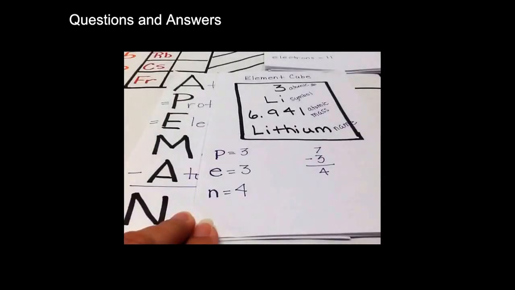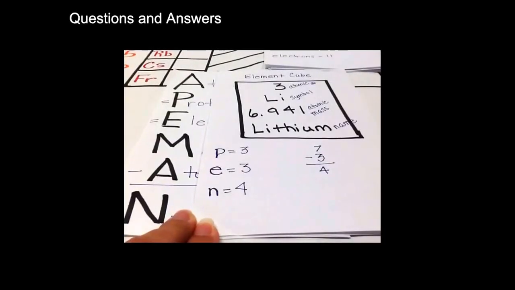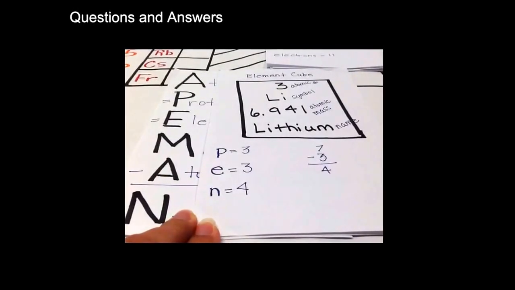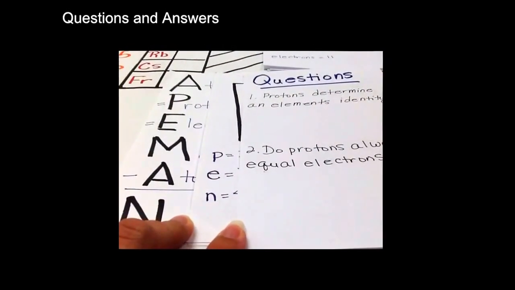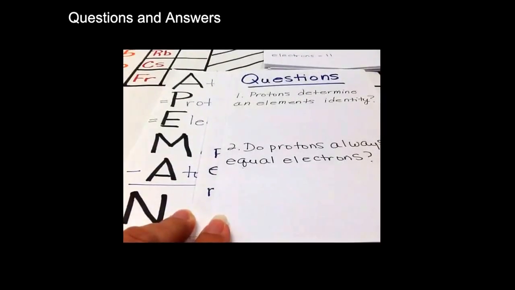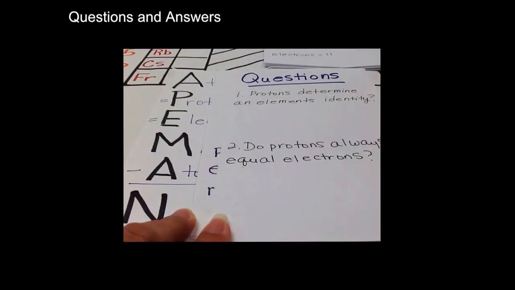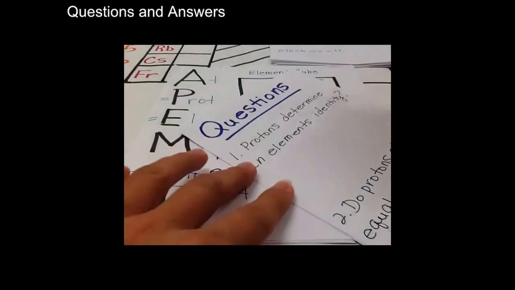Okay, now that we know how to find the protons, electrons, and neutrons of an atom from the element cube, which is located on the periodic table, I now have a couple of questions for you. Question 1. Do protons determine an element's identity? Well, the answer is yes.